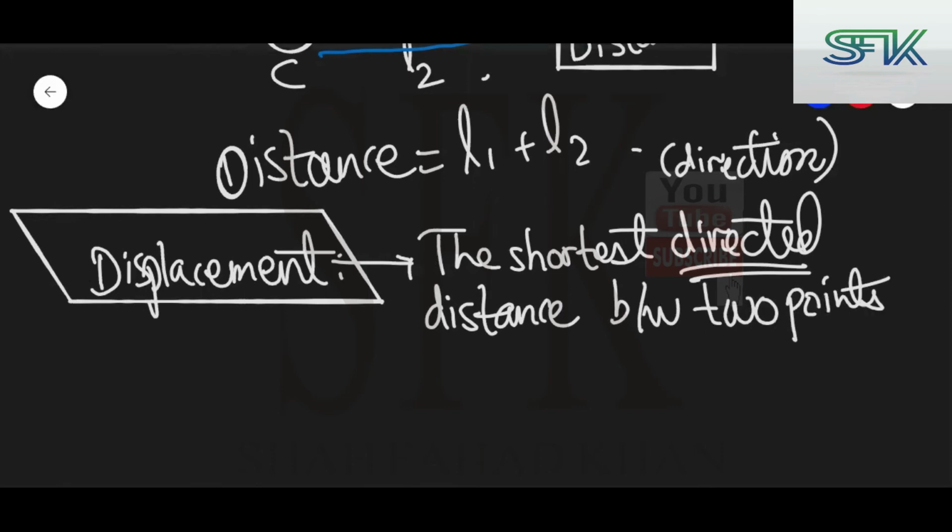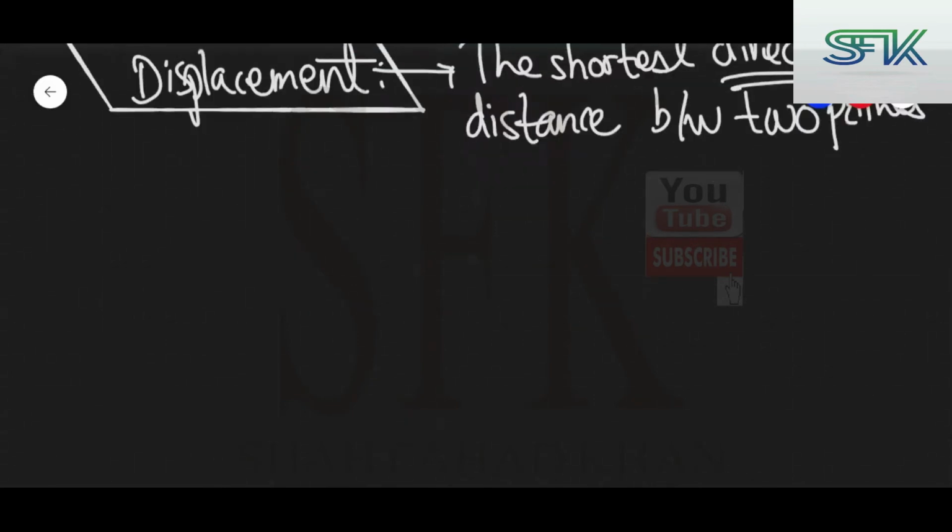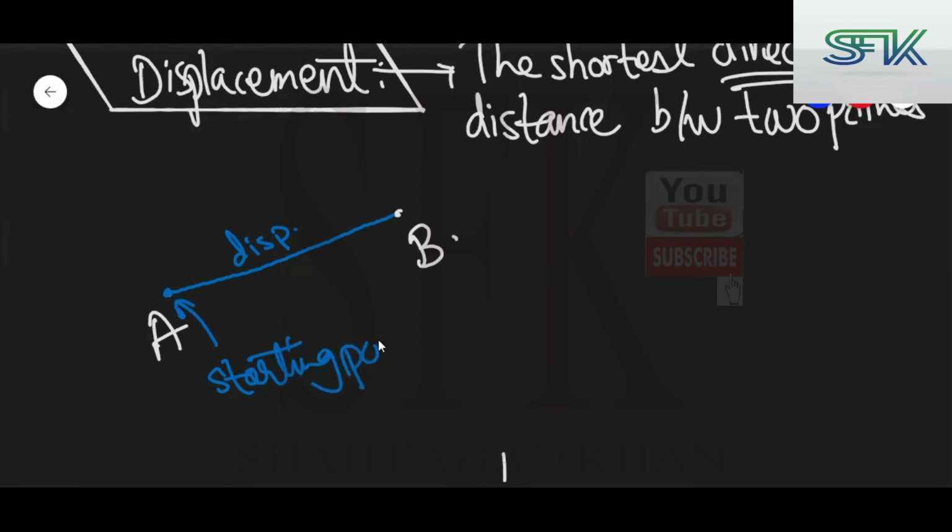Now if you take the A and B points example again, for example, this is point A and this is point B, and the shortest possible distance that you can measure is directly from A to B, the straight length. This length is going to be considered as displacement, and you always have to measure displacement with respect to a starting point. Point A is considered as the starting point in this case, and you've measured displacement from point A to point B.